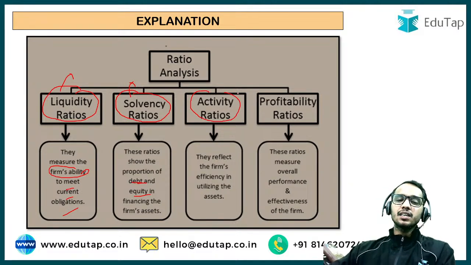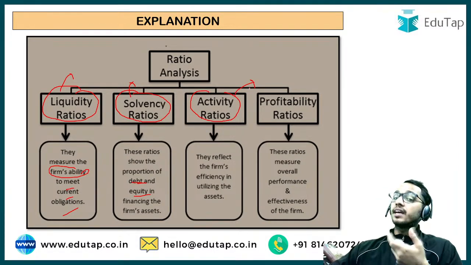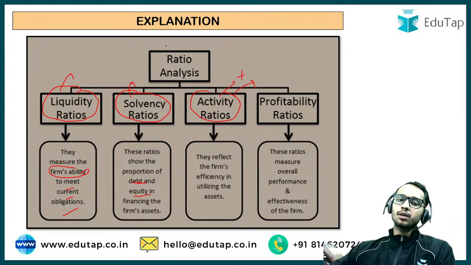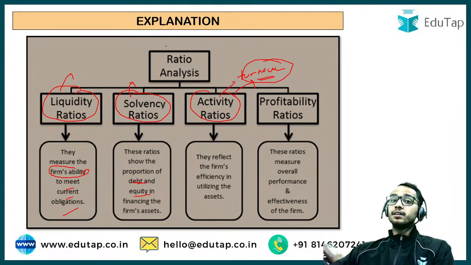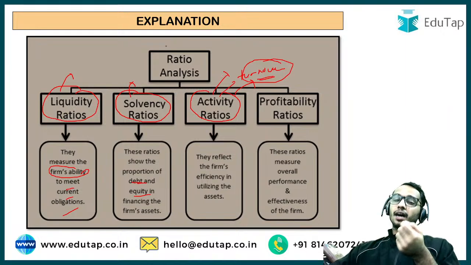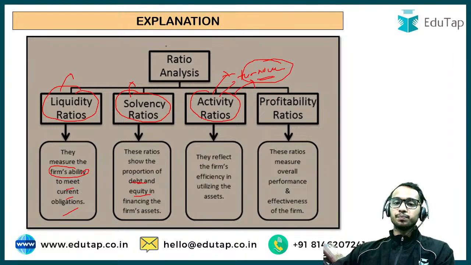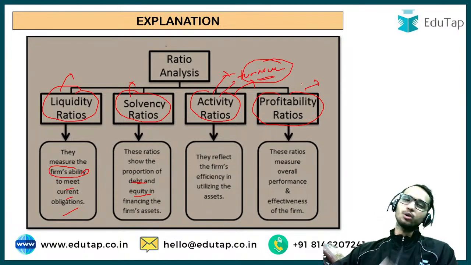Activity ratio basically reflects with how much efficiency you are utilizing your assets. Activity ratios are also called turnover ratios. Please remember this. Just like we have done the debtors turnover ratio. These ratios tell you how much you are utilizing your assets and how efficiently you are converting those assets into sales, right? Profitability ratio is very easy. Basically, it gives you the idea about profitability with respect to sales or cost of goods sold.